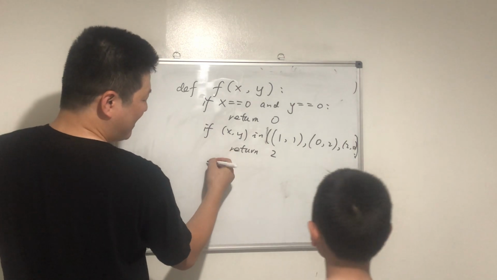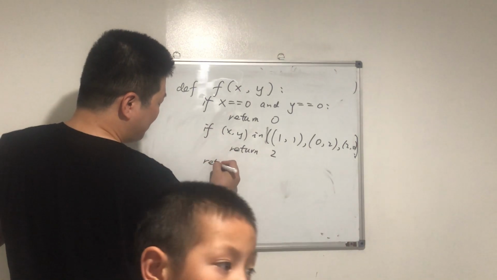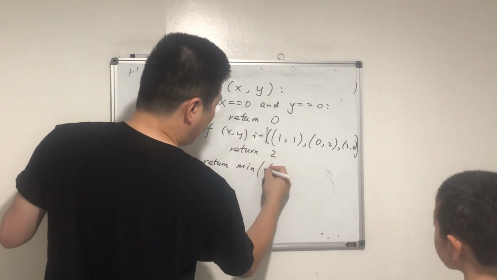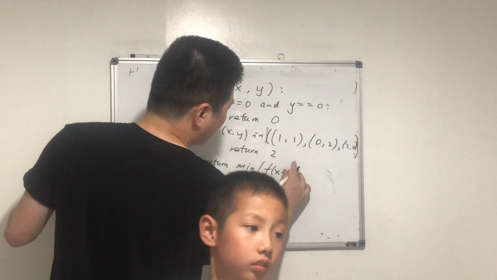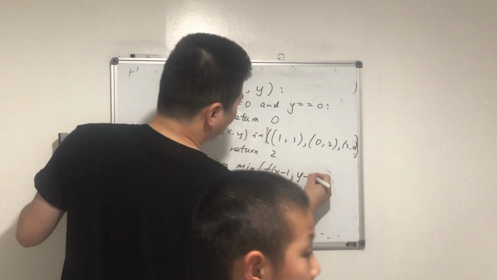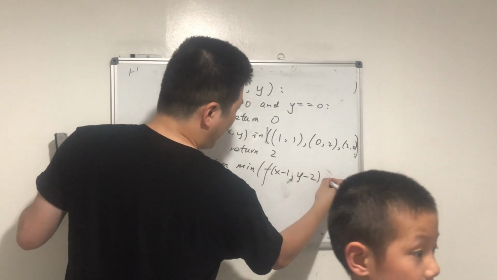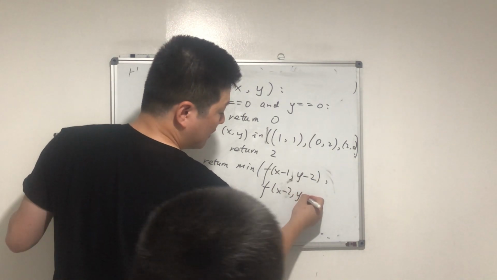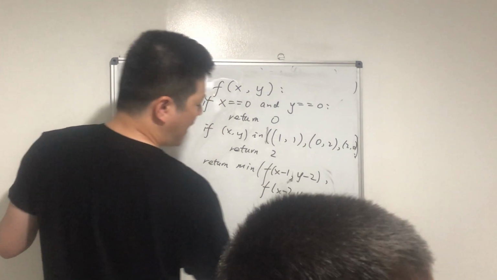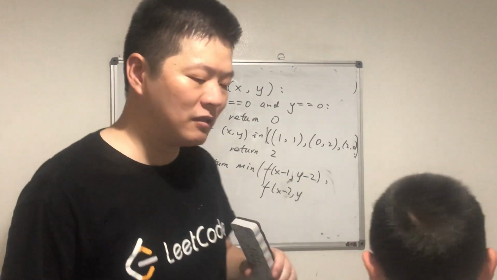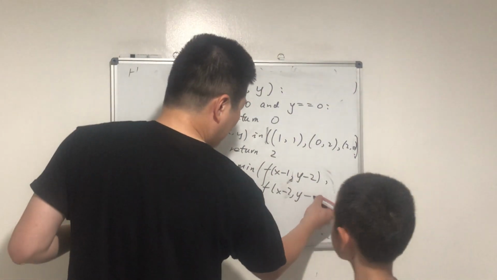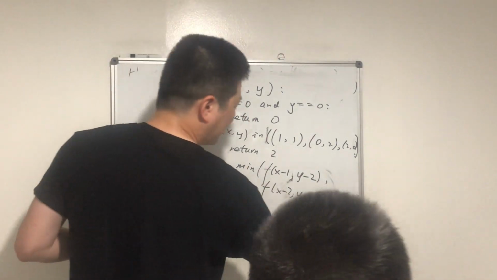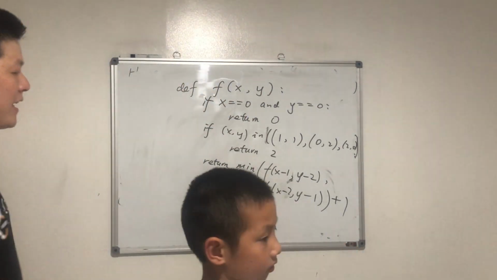Then return the minimum of f(x minus 1, y minus 2) and f(x minus 2, y minus 1), plus 1 outside, okay? Yeah, that's it.